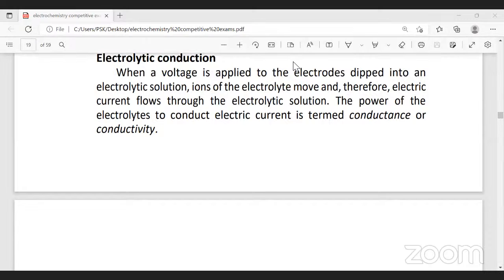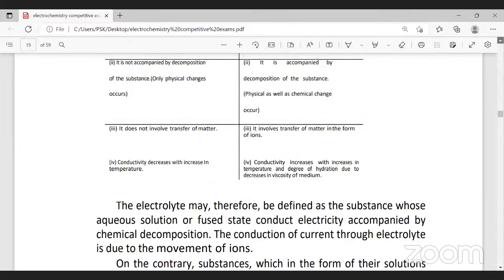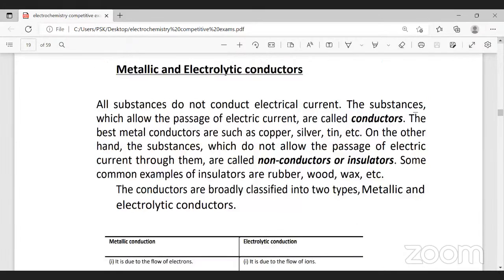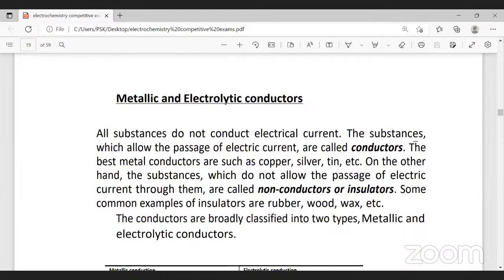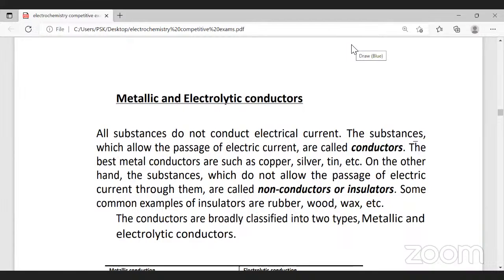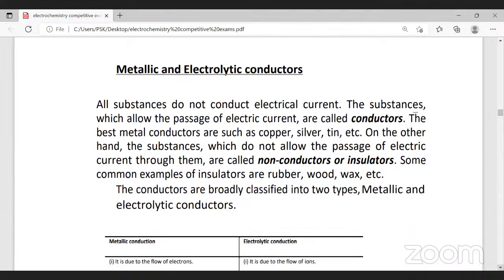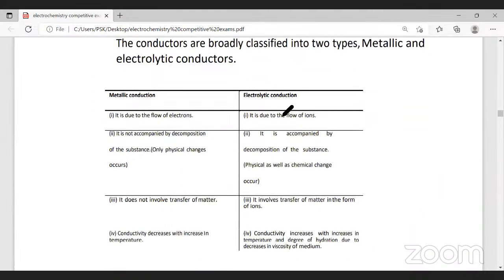All right, we'll continue. Yesterday, not yesterday, last week, 2 days before, we finished Faraday's laws. Both first and second law we did with the theory part and the numericals. And we also started with the metallic and the electrolytic conductors. We also learned the difference between metallic and electrolytic conductors.